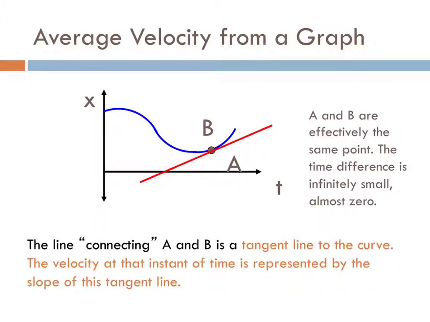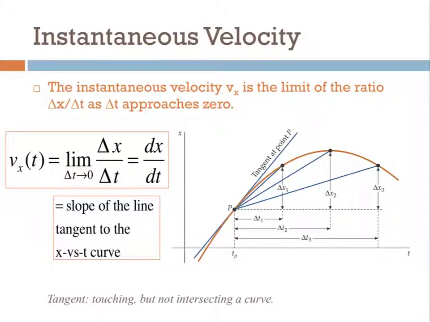Until they're practically the same point. This is known as a tangent line to the curve. The slope of this line is known as the velocity or instantaneous velocity at that point. Tangent means touching but not intersecting a curve. So again, the slope of this line at this point, again, it's a tangent line to the point, is your instantaneous velocity.